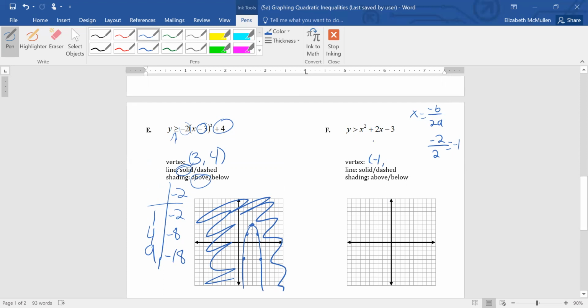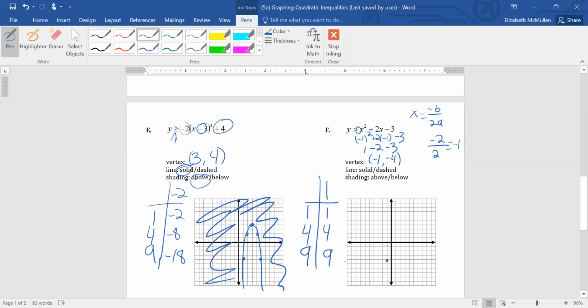Then we need to plug that in and find out what y is. So negative 1 squared plus 2 times negative 1 minus 3. Well, negative 1 squared is just 1. 2 times negative 1 is negative 2 minus 3. So 1 minus 2, negative 1, minus 3, negative 4. All right, so my vertex is at negative 1, negative 4. So negative 1, 1, 2, 3, negative 4. All right, let's draw our 1, 4, 9 table. Noticing that my A is a 1. So this is going to be a standard shaped parabola.